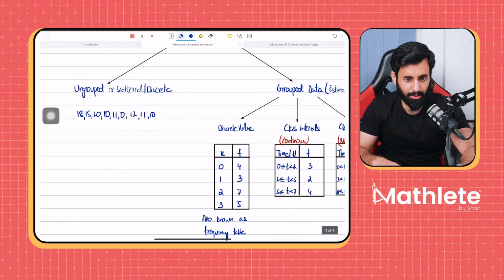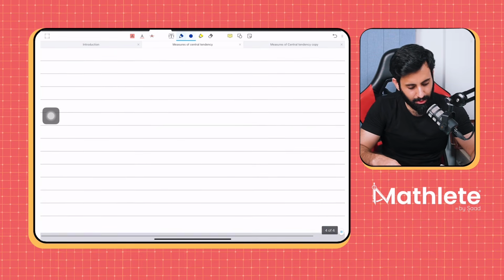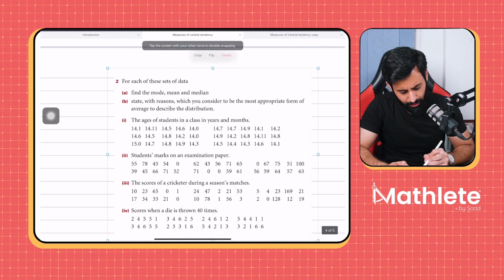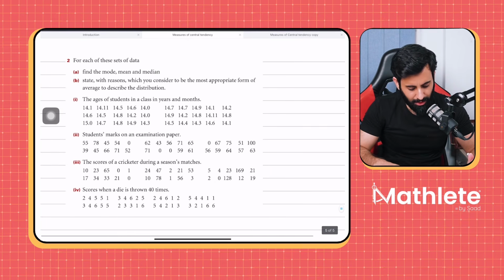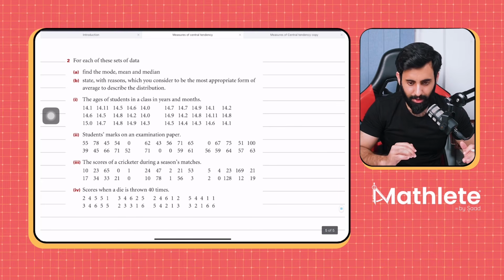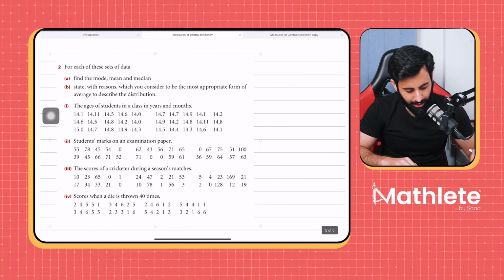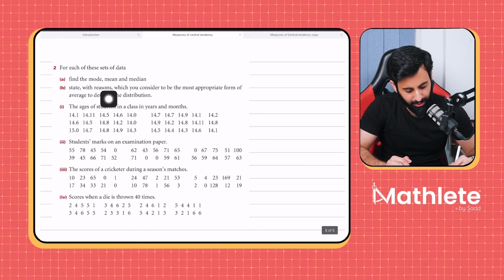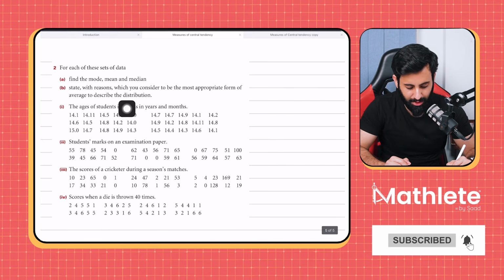As I was saying, I have some example questions which I would like you to solve. We're not going to do all of them, of course. Remember what I said about lengthy calculations; you will get an idea what I meant here. It says for each of these sets of data, find the mode, mean, and median. State with reason which you consider to be the most appropriate form of average to describe the distribution.